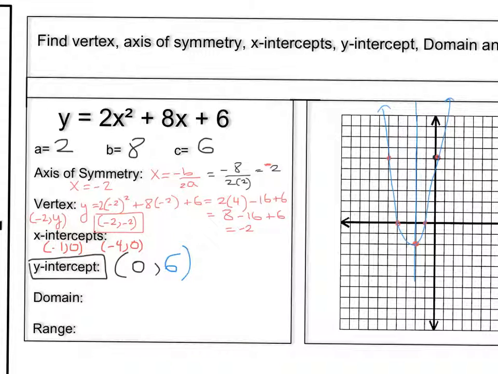The domain is going to be from negative infinity to infinity always, since this is going to be continuing on forever on the left and the right. The range is going to be from the bottom, which is the y of the vertex, negative 2, all the way to plus infinity. And that's going to be the range.